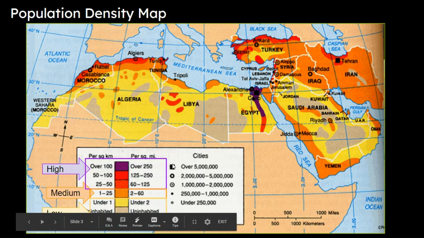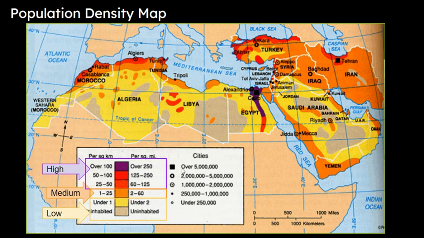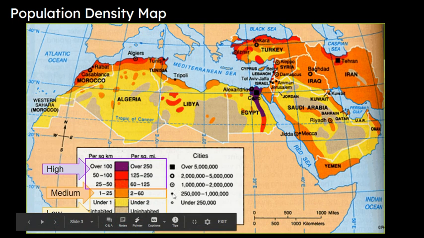Right here, you can also see the size of the cities. For example, the square is going to show you the city with over 5 million people. And then as the size of the icons decreases, the size of the cities goes down.